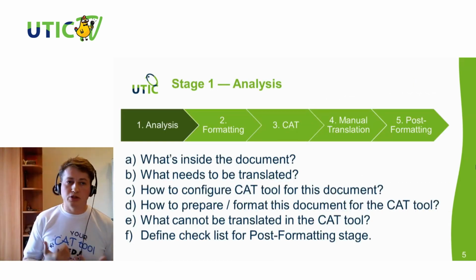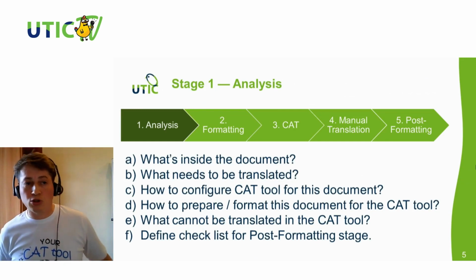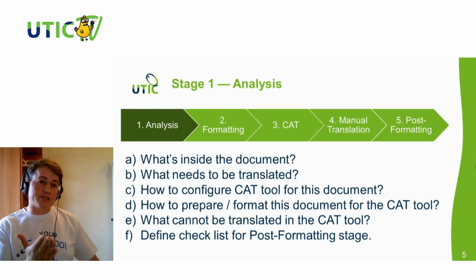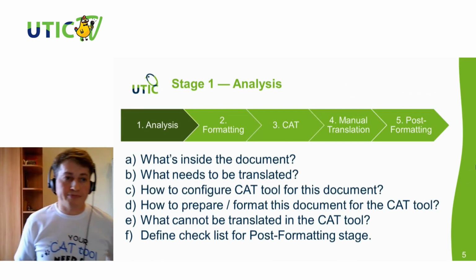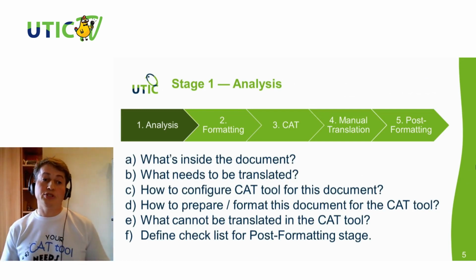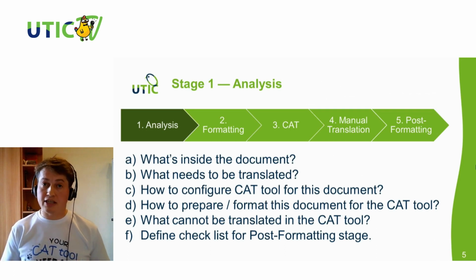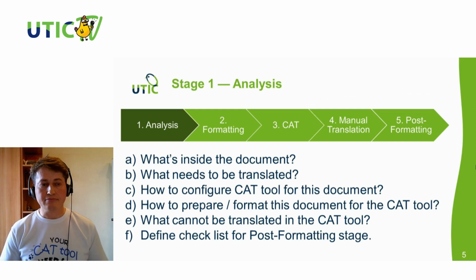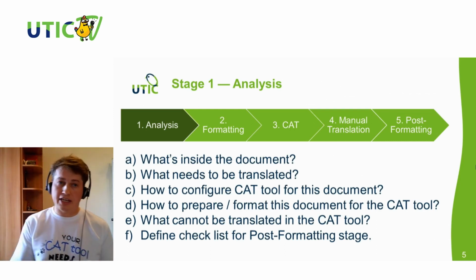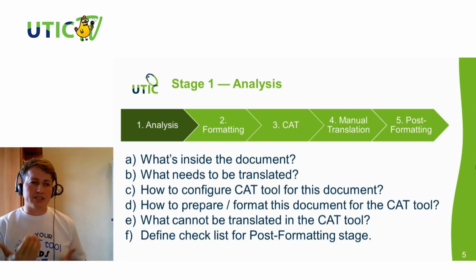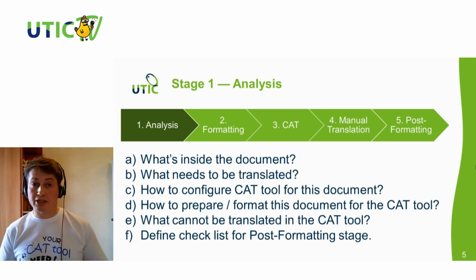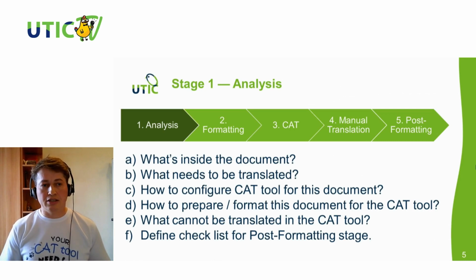So let me get back to the workflow for translating Microsoft Office documents using CAT tools. The analysis stage is probably the most important stage. During this stage, you need to understand a few things about a document that you are about to translate. First, what is inside the document? For example, does it include images or embedded objects that are problematic in terms of translation?